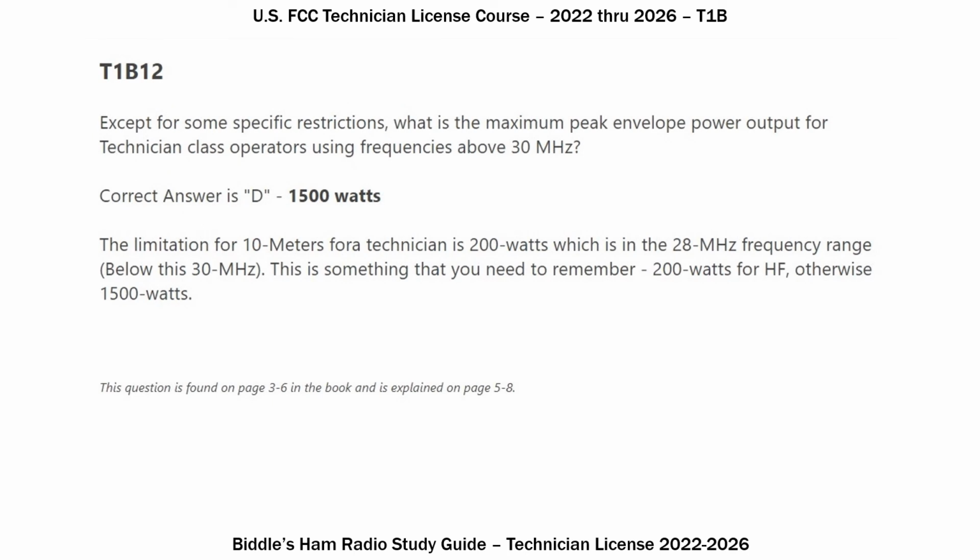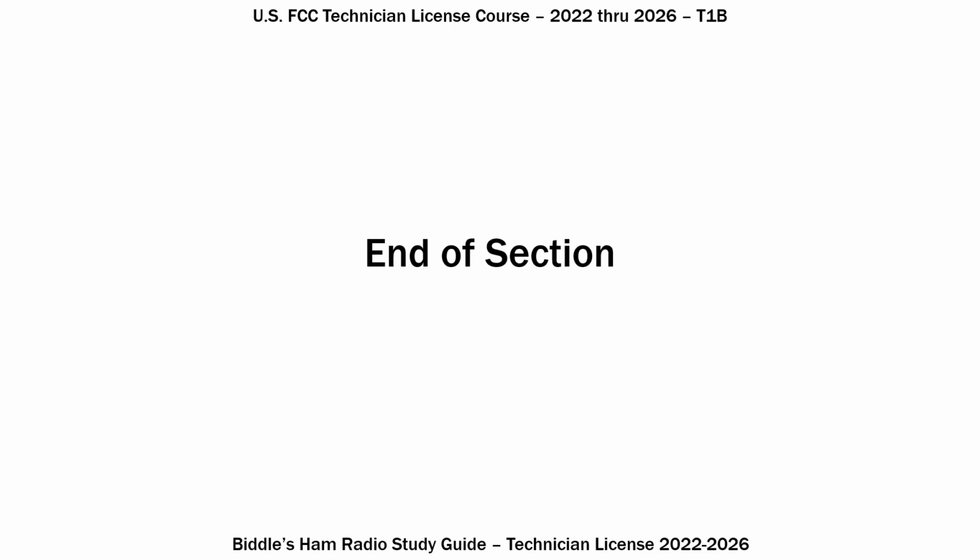The limitation for 10 meters for a Technician is 200 watts, which is the 28.0 megahertz frequency range, below 30 megahertz. This is something you need to remember. 200 watts for HF, otherwise 1500 watts. And that is the end of this section.